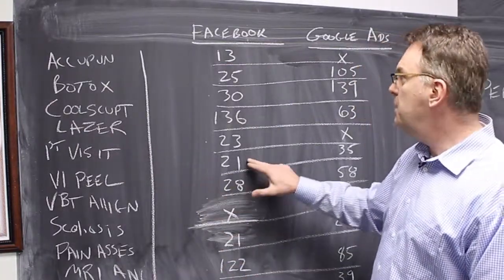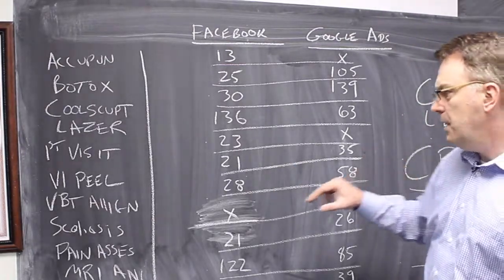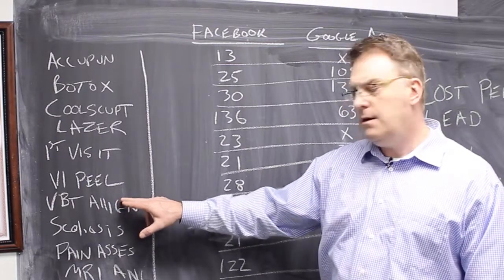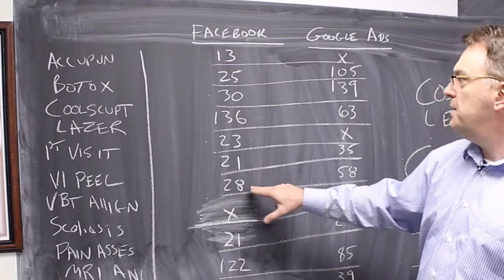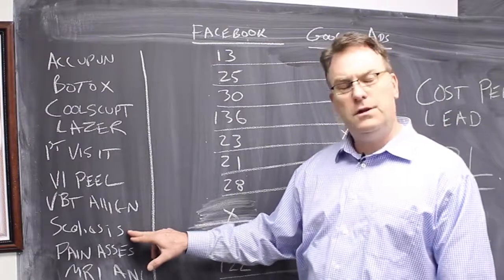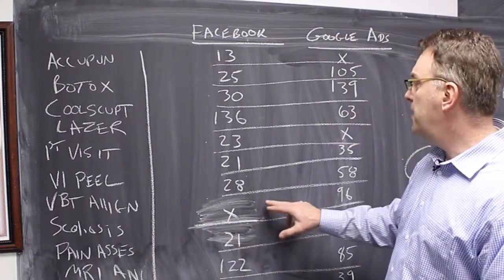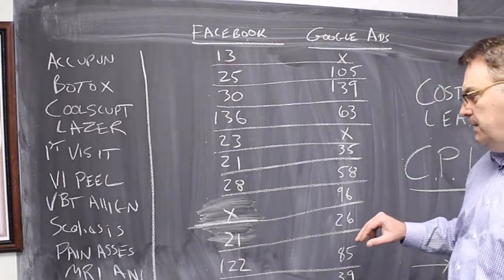VI Peel, $21 a lead in Facebook, $35 a lead in Google Ads. This is vertebral tethering alignment, so this is a scoliosis situation. $28 a lead in Facebook, $58 a lead in Google Ads. Straight out scoliosis type of review. We're not running it in Facebook. It hasn't been effective, but in Google Ads, it's $96 per lead.